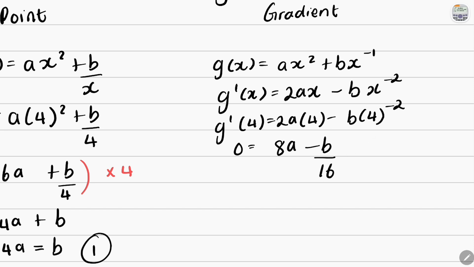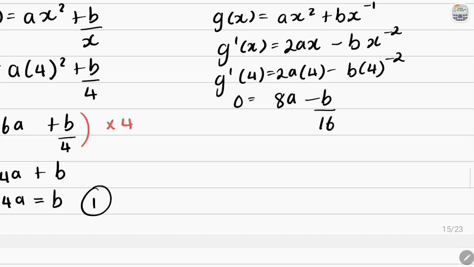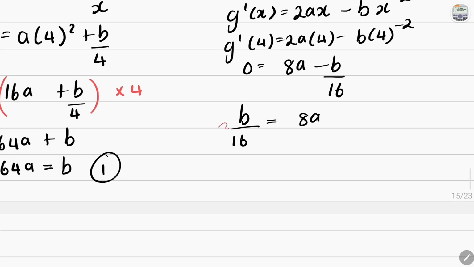4 squared is 16, so this is what we have, and now we can just make b the subject. So transpose it: b over 16 equals 8a, and multiply both hand sides by 16 to get b alone. So b is finally equal to 8 times 16. That is like 8 times 8 is 64, and then times 2, 64 times 2 is 128. So this is 128a, and this is equation 2.